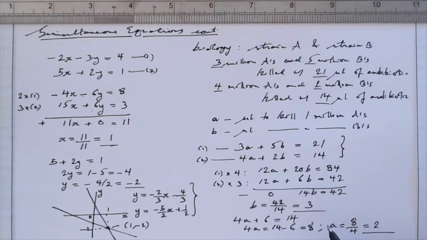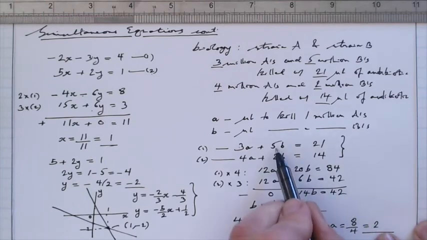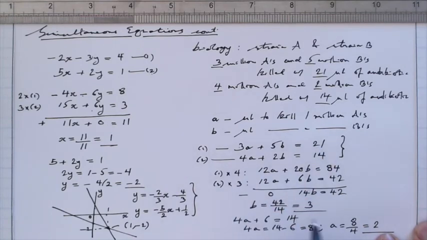So it takes 3 microliters of antibiotic to kill 1 million B's, and it takes 2 microliters of antibiotic to kill 1 million A's. And let's just check that that's right. So in equation 1, 3 lots of A is 6, and 5 lots of B is 5 threes are 15. 6 plus 15 is 21, that's correct. 4 lots of A is 8, 2 lots of B, 2 threes are 6, 8 plus 6 is 14. So these are certainly correct.